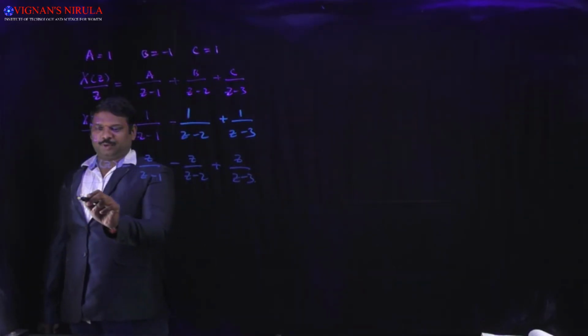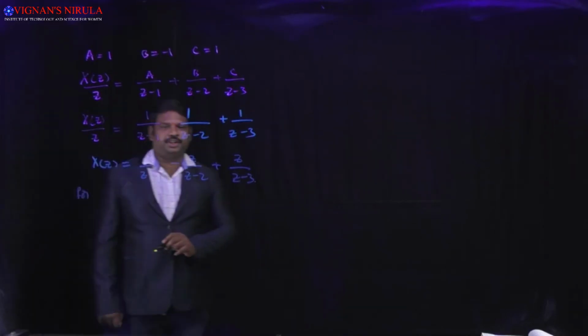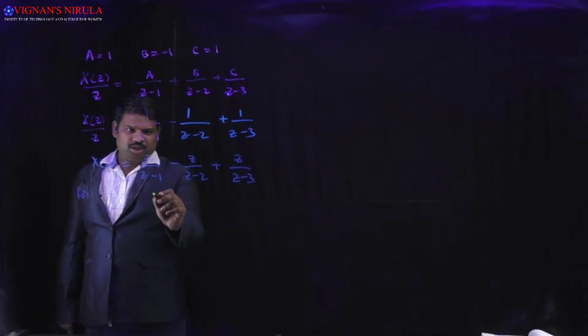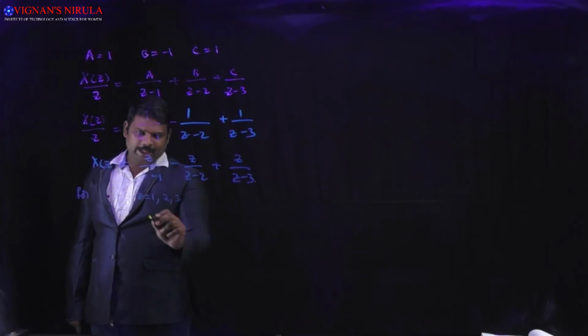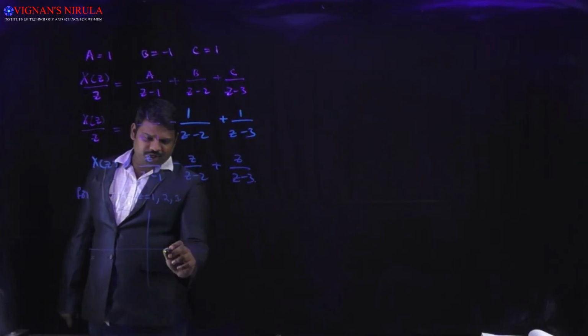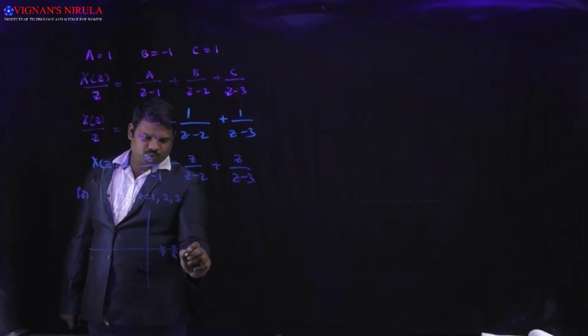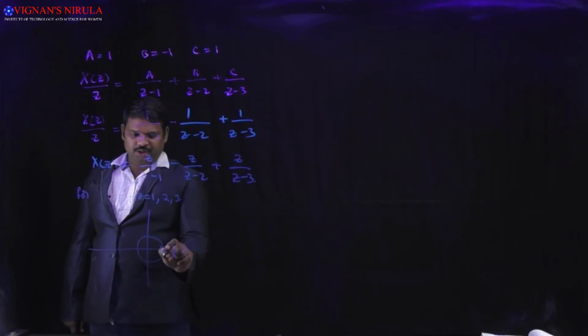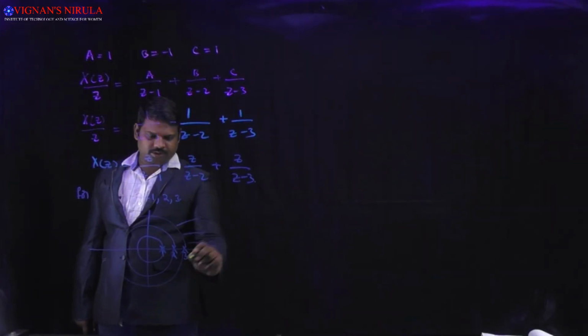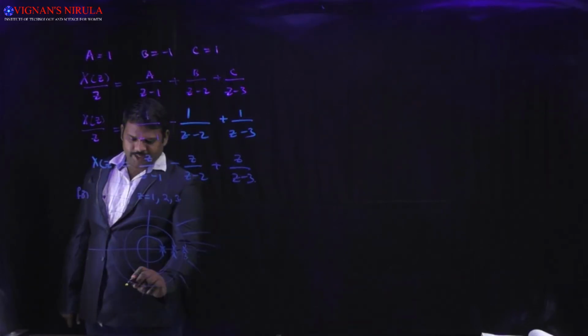Therefore, for the first possible combination, we need to study the possible combinations of ROCs with the poles at z equal to 1, 2, 3. Take the three poles like this, one at 1, the second at 2 and the third at 3. Initially, take the first ROC like this, another circle, here also another circle. The first ROC I am taking is mod z greater than 3.